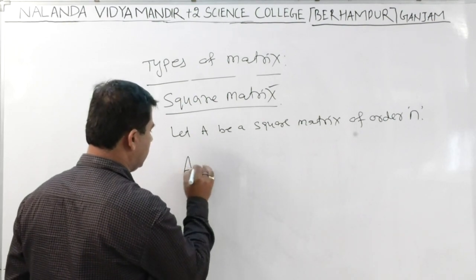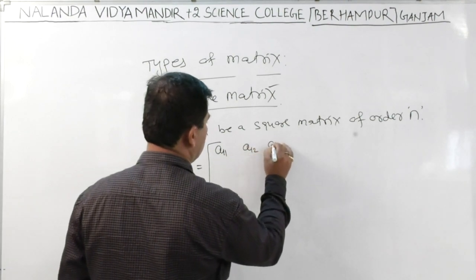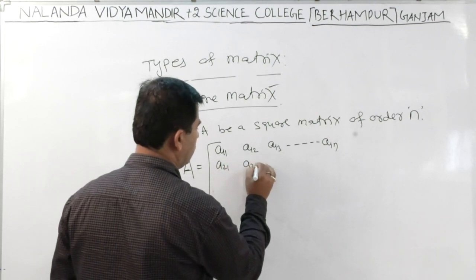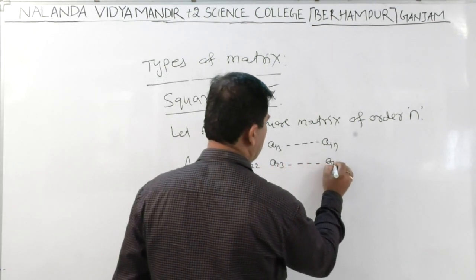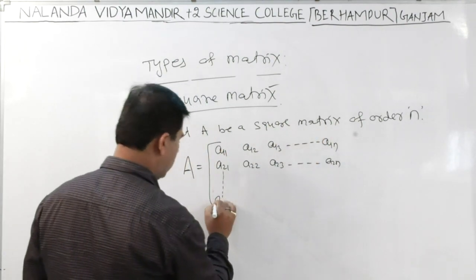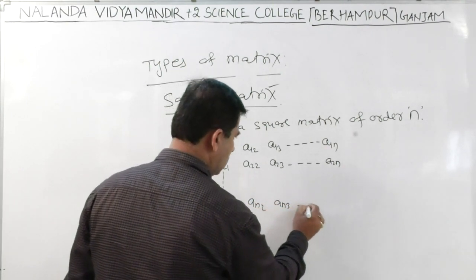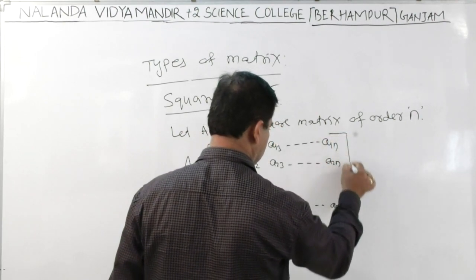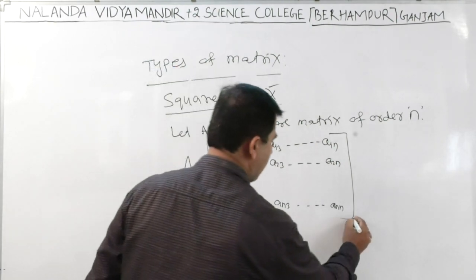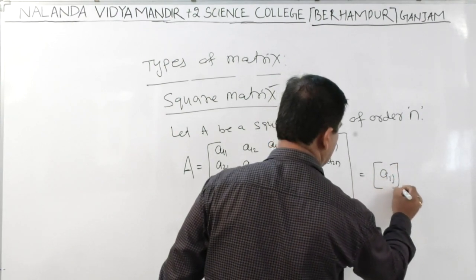Then matrix A can be represented by A11, A12, A13, up to A1n, A21, A22, A23, up to A2n. Similarly, here the number of rows is also n. Therefore, the last row is An1, An2, An3, up to Ann. This matrix can also be written as Aij of n cross n.